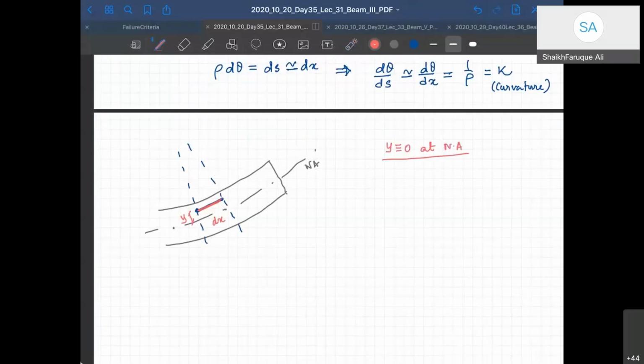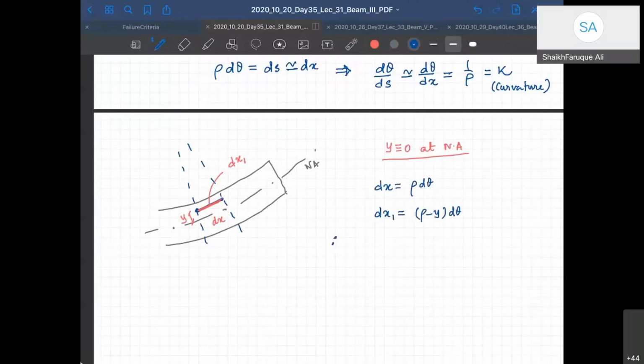So any point above the neutral axis at a distance y along the y-axis, we can find its changed length. Let's say that is dx dash. Dash is not a good way of writing it, so let's write it as dx1. Now what is dx1? dx is equal to rho d theta, and dx1 is equal to rho minus y into d theta.